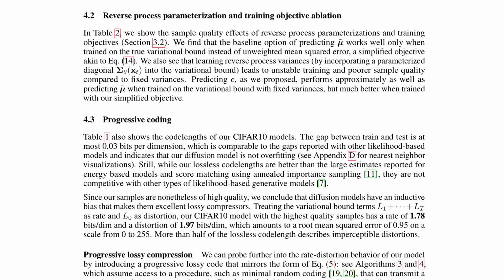With regards to the reverse process parameterization and training objective ablations, there are three important findings. One is that when you chose to predict the mu tilde instead of the epsilon, which was the baseline option, it works well only when trained under the true variational bound instead of the unweighted mean squared error.